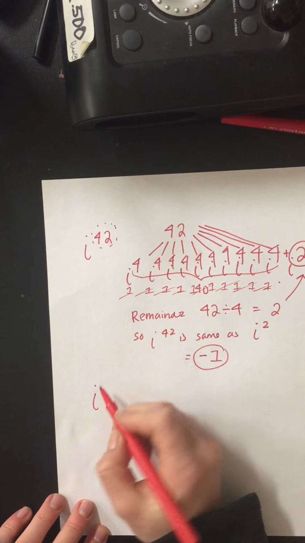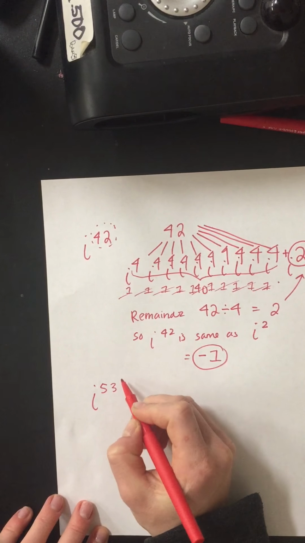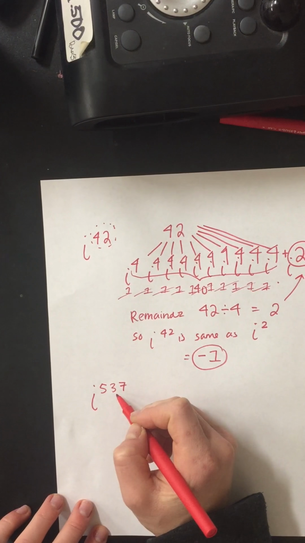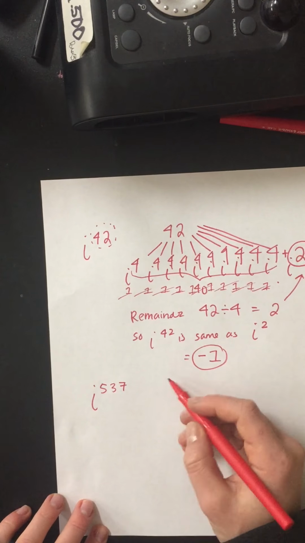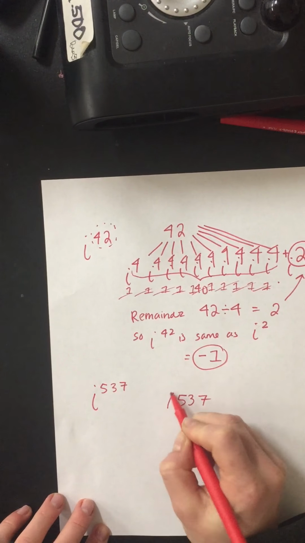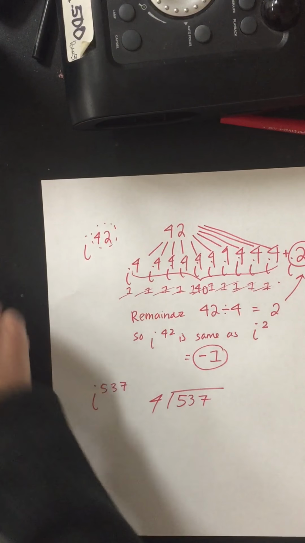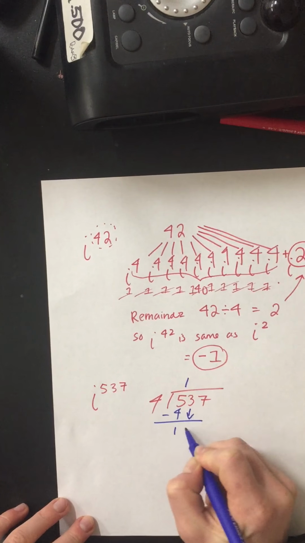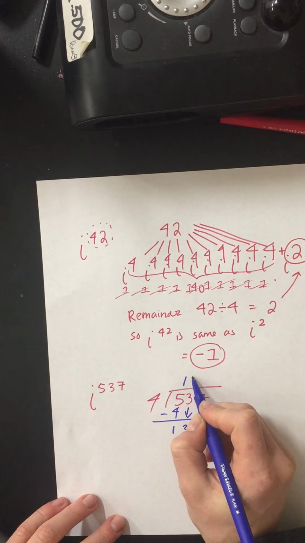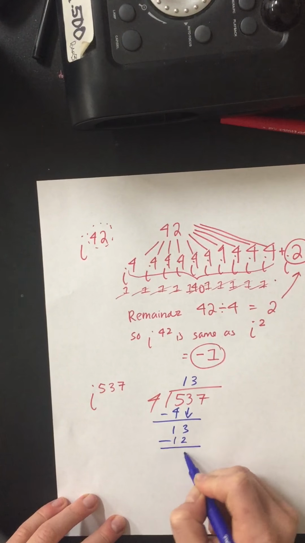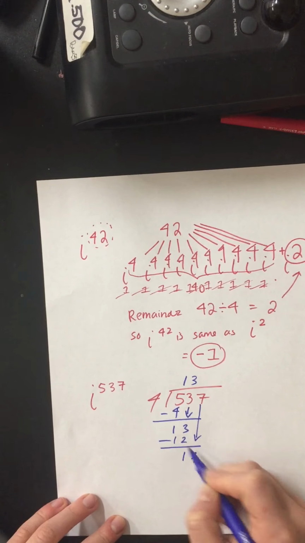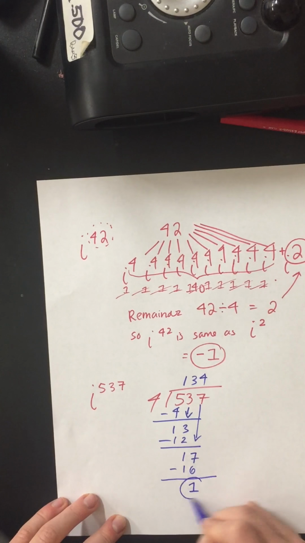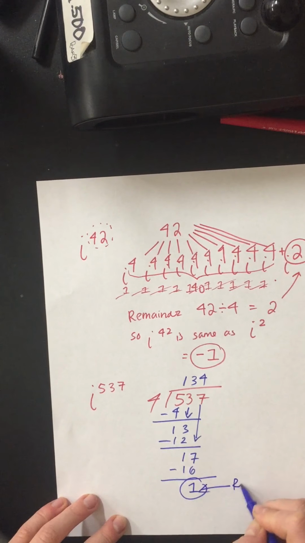Sometimes you'll see this done with long division. For example, i to the 537th, let's say. I want to know how many 4s go into this and really what the remainder is. So I'm going to do 537 divided by 4. 4 goes into 5 one time, that's 4. Subtract, bring down the 3. 4 goes into 13 3 times, that's 12. Subtract, bring down the 7. 4 goes into 17 4 times, that's 16. Subtract. This is my remainder.